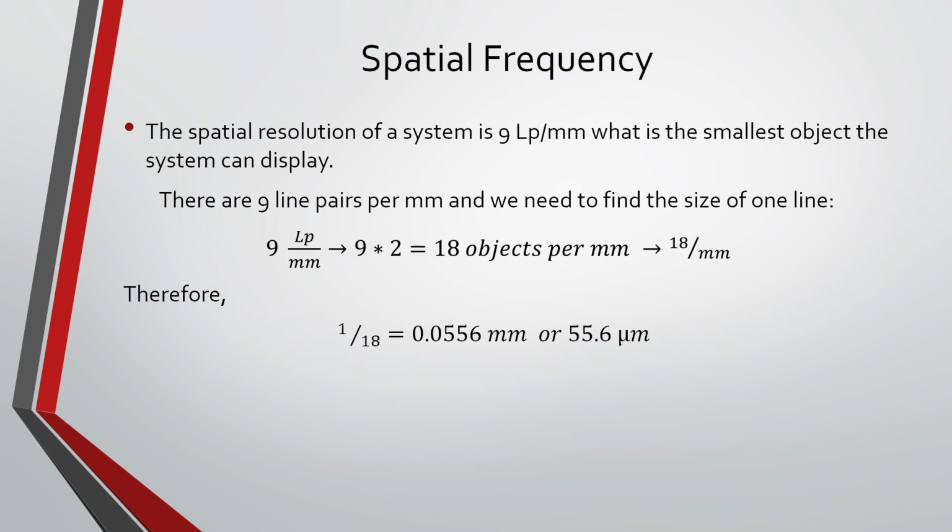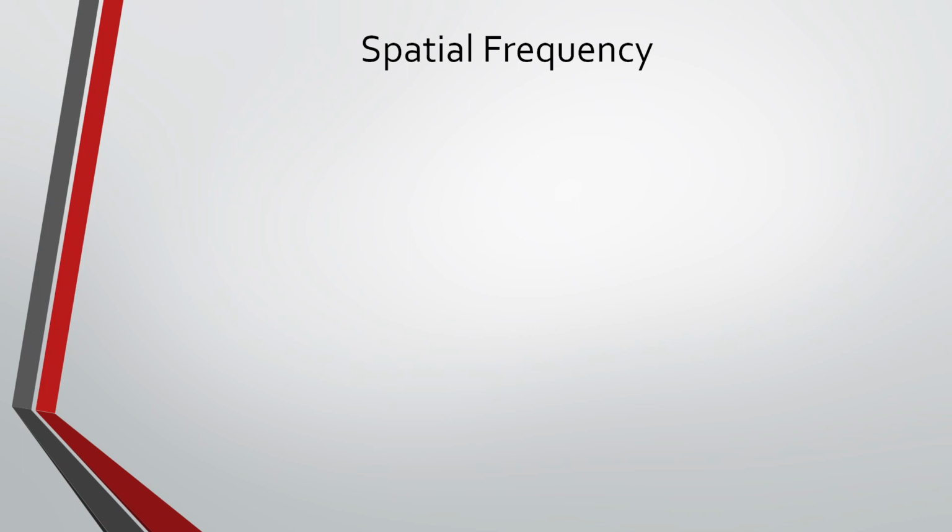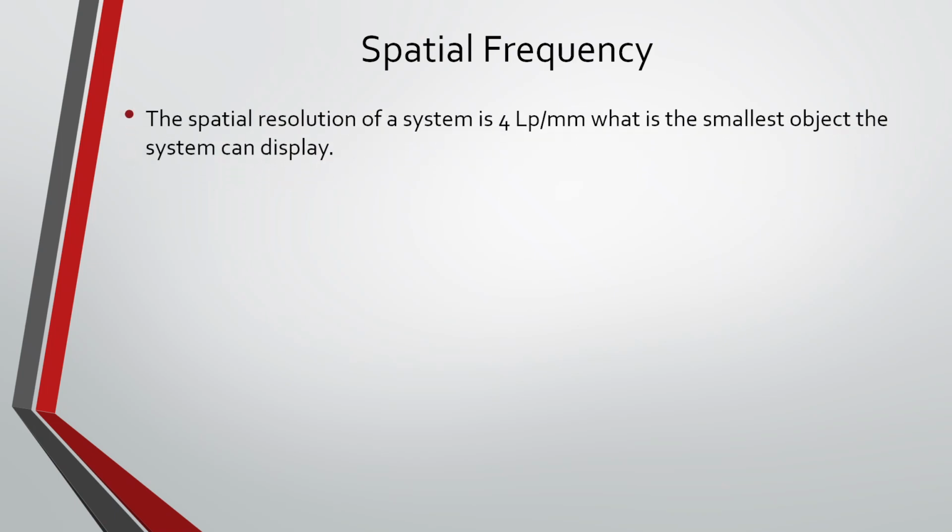Okay, and typically it's going to be in micrometers, because the size of pixels is typically in micrometers. The smallest objects that can be rendered on digital imaging are typically in the realm of micrometers. So the spatial resolution of a system is 4 line pairs per millimeter. What's the smallest object the system can display?